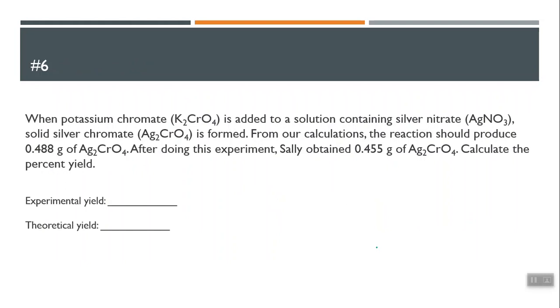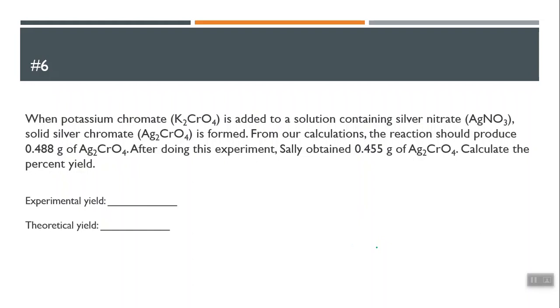When potassium chromate is added to a solution containing silver nitrate, solid silver chromate is formed. From our calculations, the reaction should produce 0.488 grams of silver chromate. After doing this experiment, Sally obtained 0.455 grams of silver chromate. Calculate the percent yield. So if you're reading this problem, you can figure out the experimental yield and the theoretical yield. Both of them are given to you in the problem.